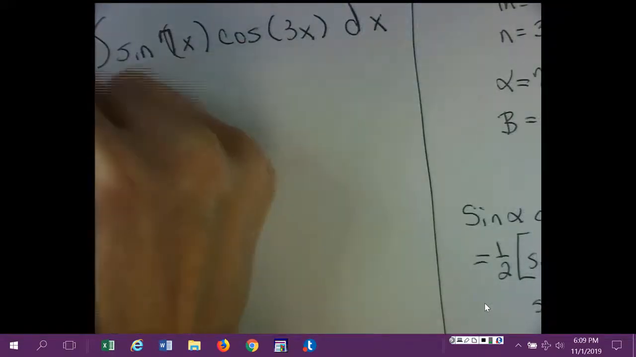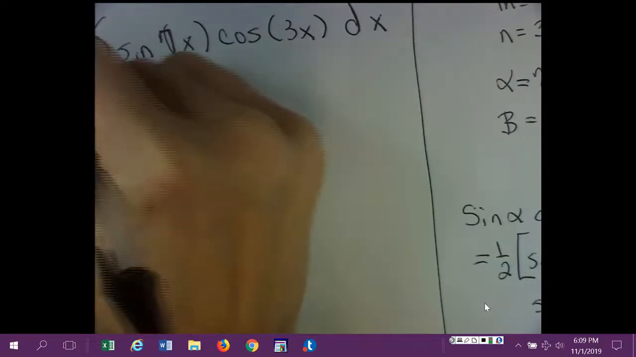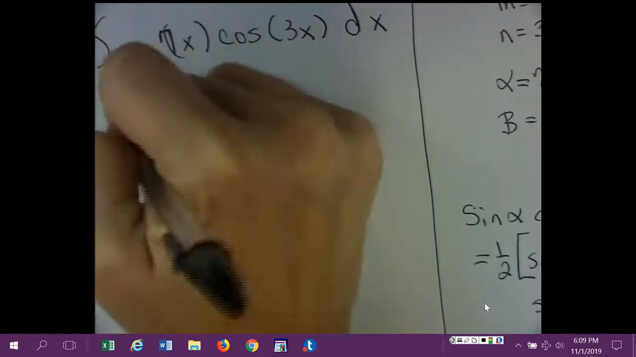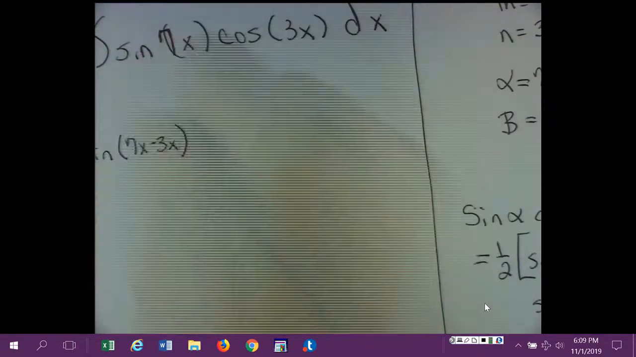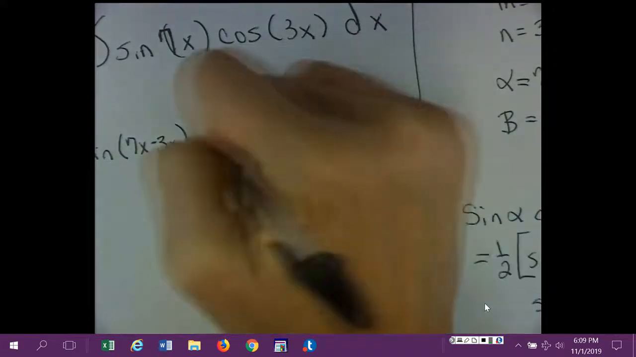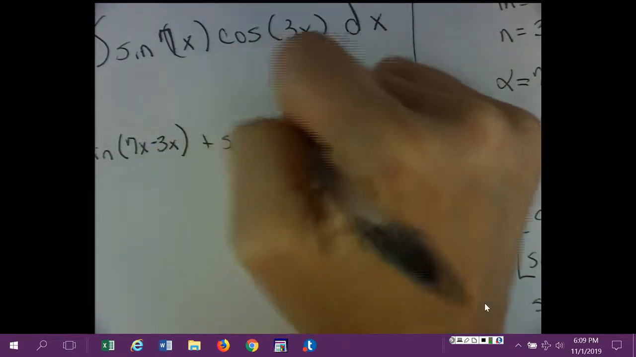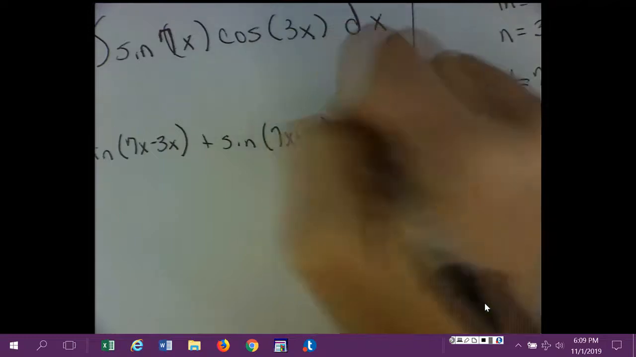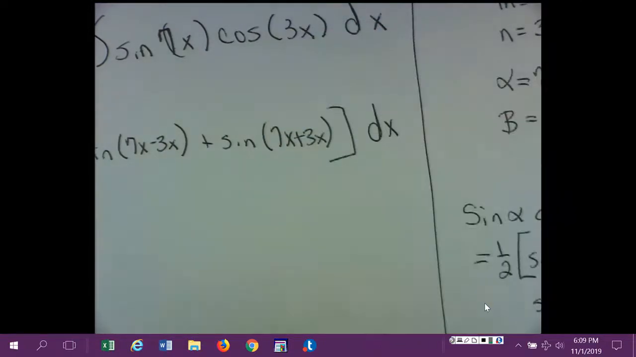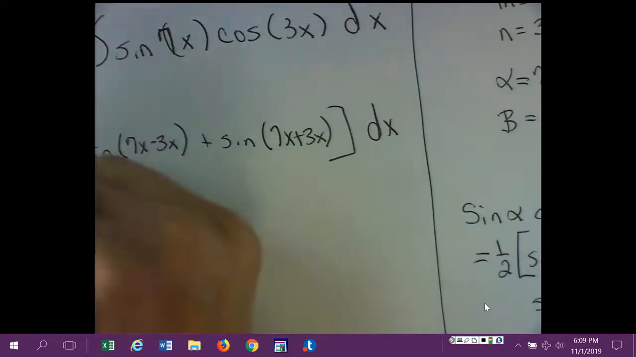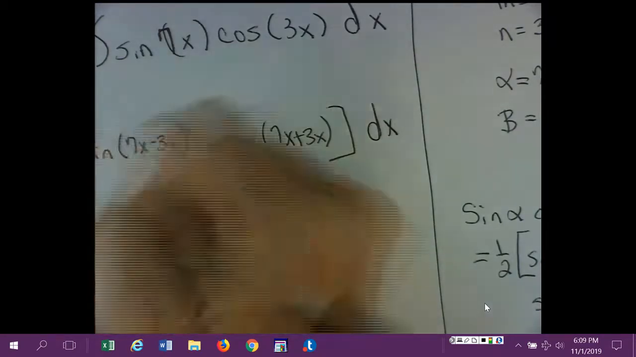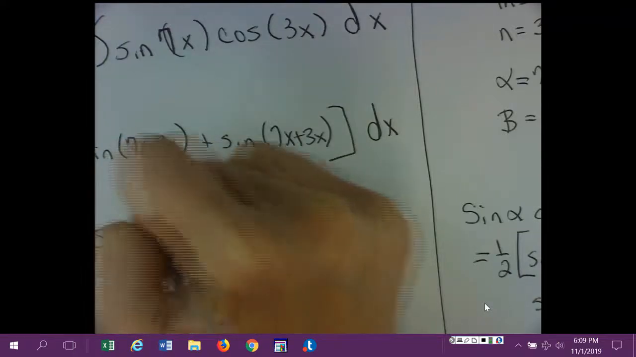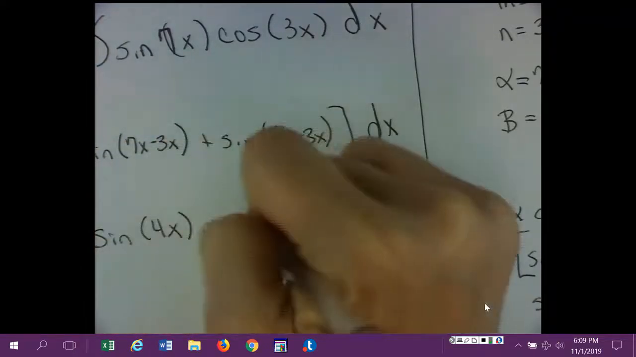Okay. Then I'm going to rewrite my integrand. Let me draw a line. And I'm going to replace this with 1/2 sine of 7x minus 3x plus sine of 7x plus 3x, using my identity. Alpha is 7x, beta is 3x. The 1/2 I'm going to bring on the outside, and I'm going to make that sine of 4x as it is, plus the sine of 10x.